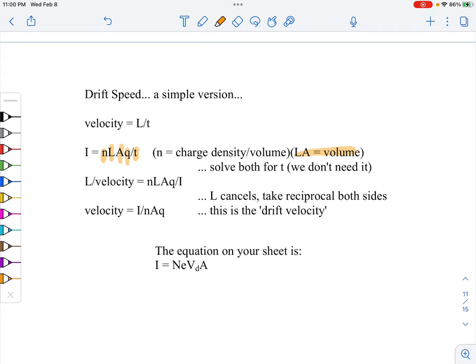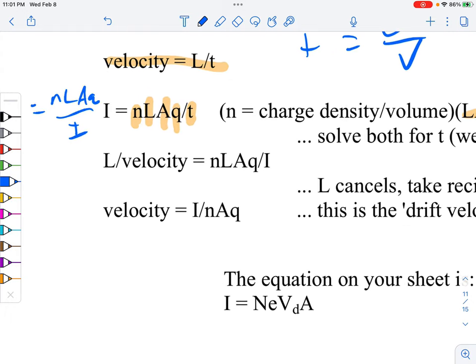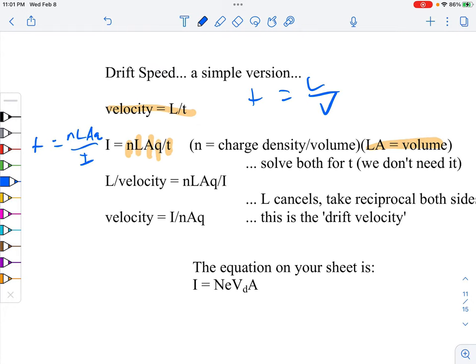Well, look, we've got two things that contain time in them, so I just rearrange them both to say time equals. For up here, that'd be time is equal to L over velocity. Fantastic. And for this mess over here, time is equal to the mess over current. Great. Two things. Set them equal to one another. That's what this is. Set them equal to each other.